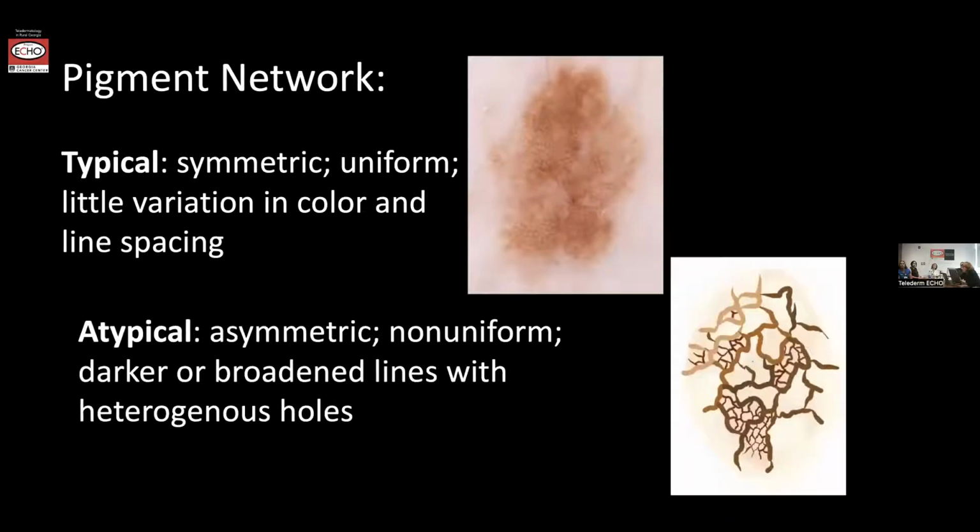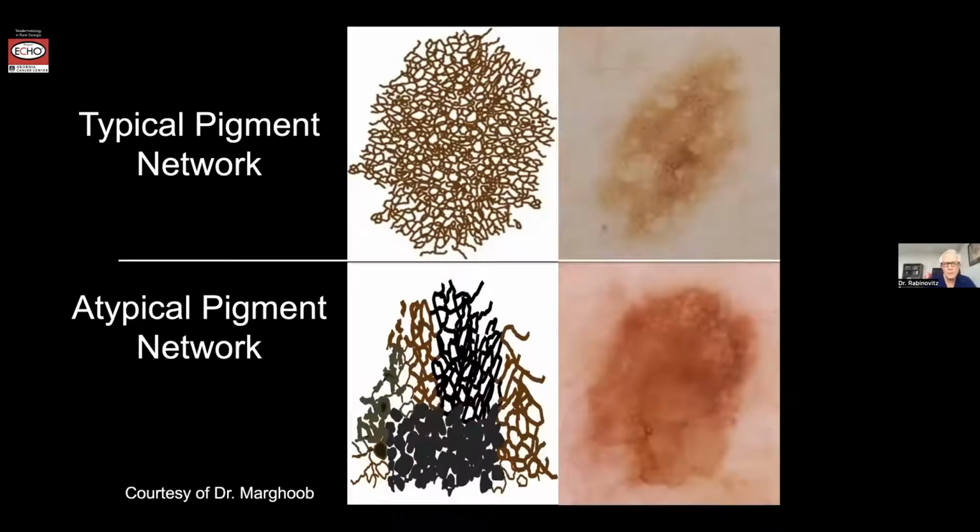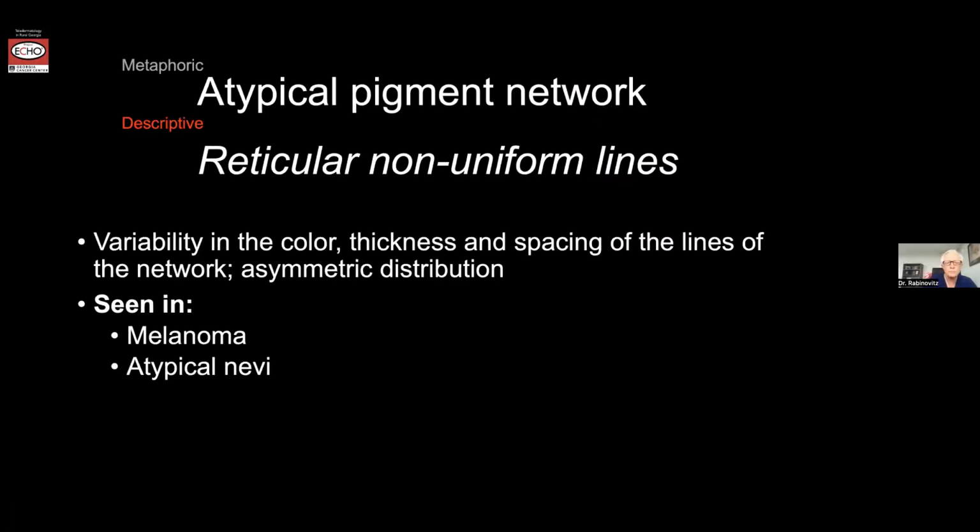In contrast, an atypical network is asymmetric, non-uniform, with darker or broadened lines and heterogeneous holes. And this is an atypical pattern. When we see a typical pattern, it's characteristic of a nevus. An atypical pattern is often associated with melanoma. Typical and atypical. Typical pattern, atypical pattern.